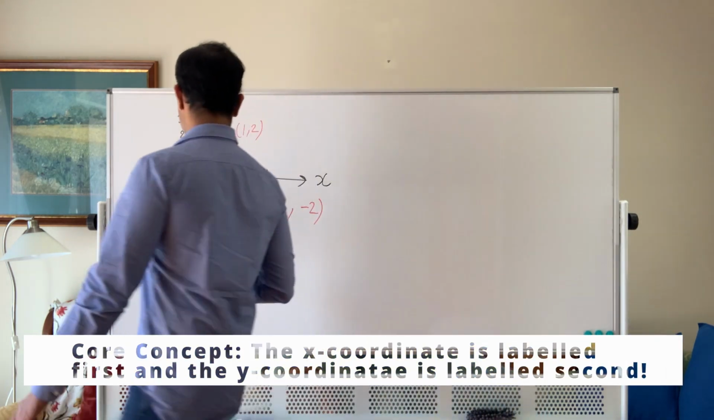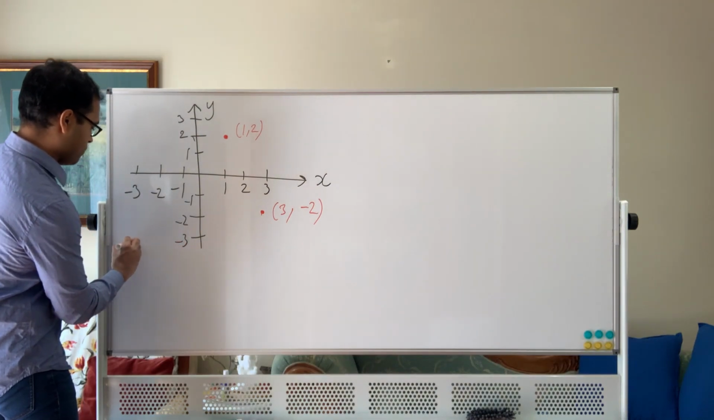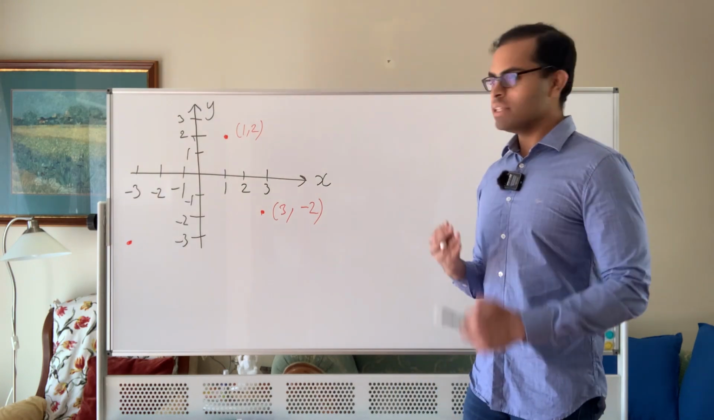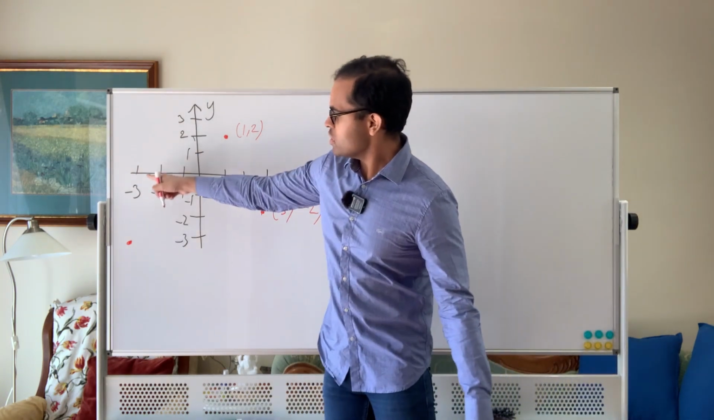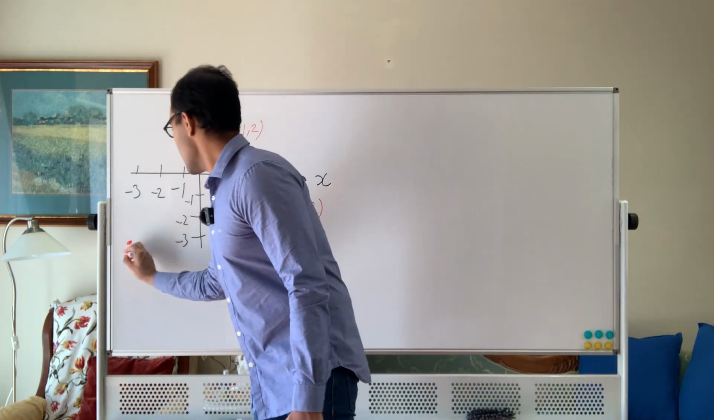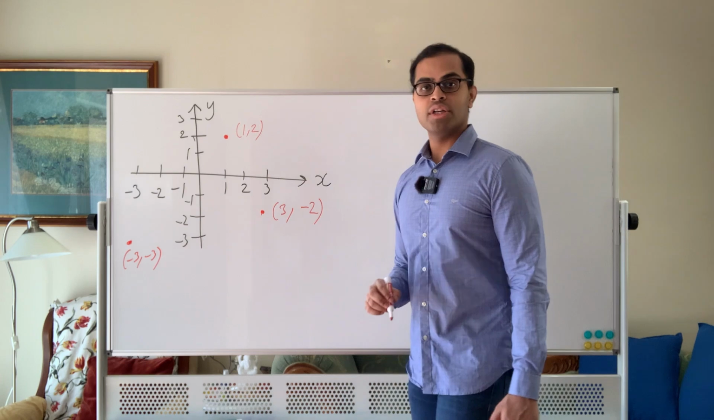Another example of a point is this point here, so I'm going to draw it here. What are the coordinates of that point? I want you to mentally think about it. In the x direction we've gone -3, in the y direction we've gone -3. So it's going to be (-3, -3). That's going to be the coordinates of the point.